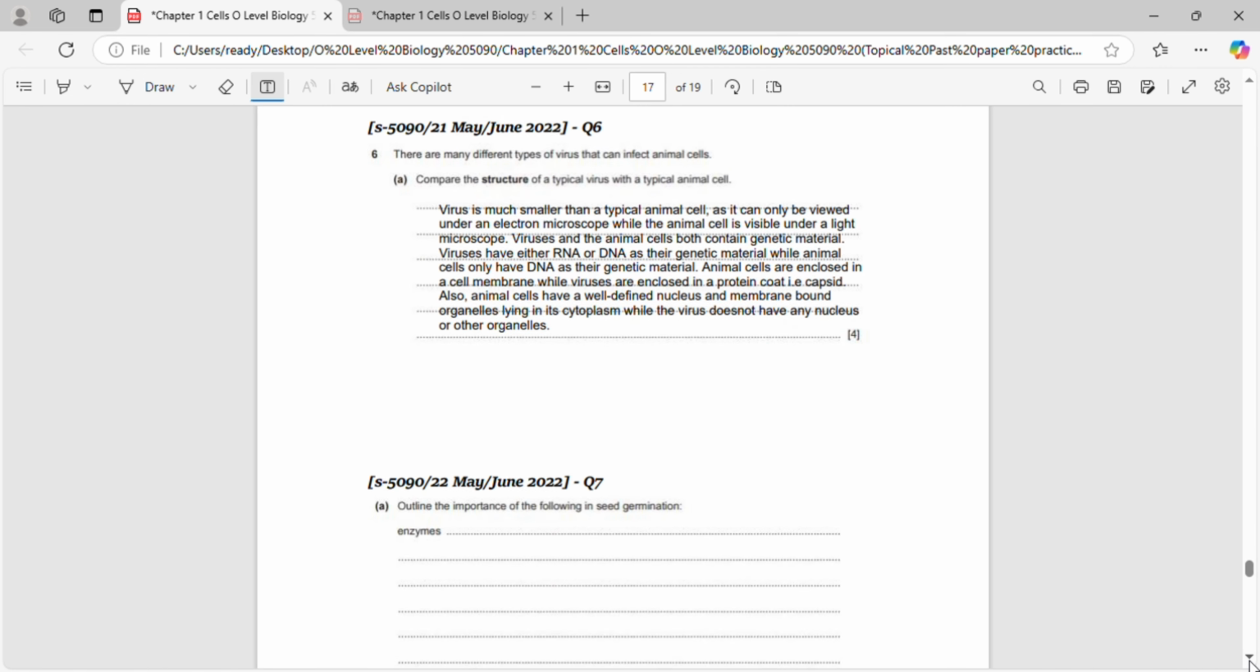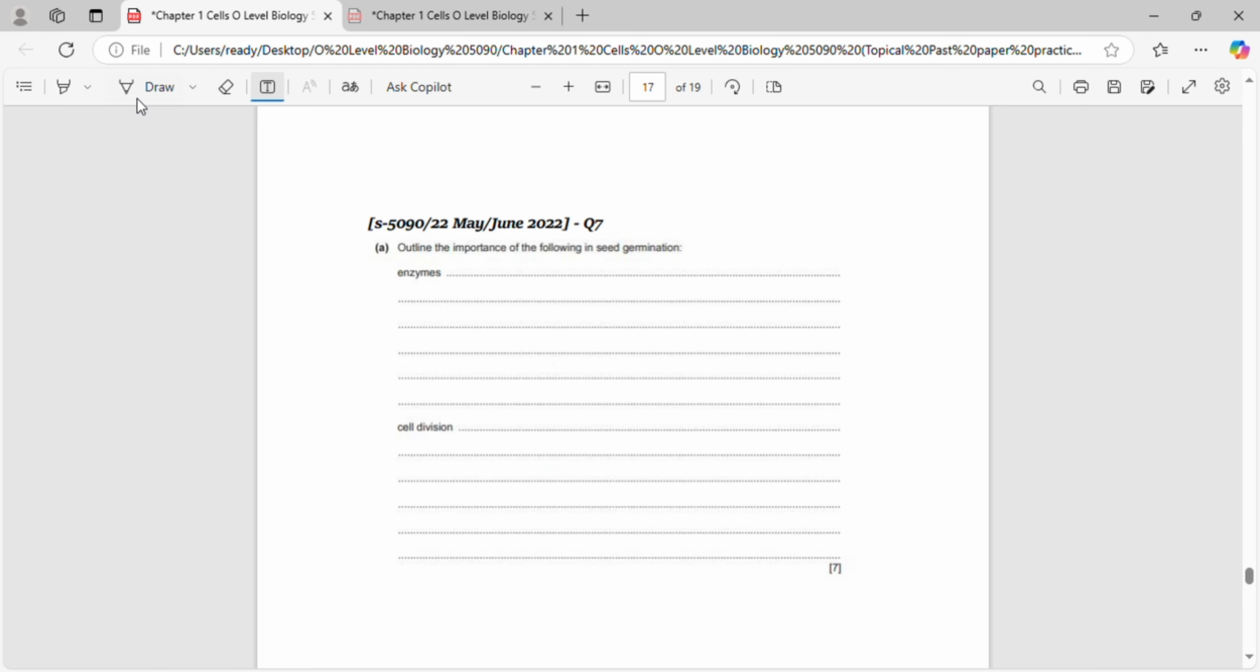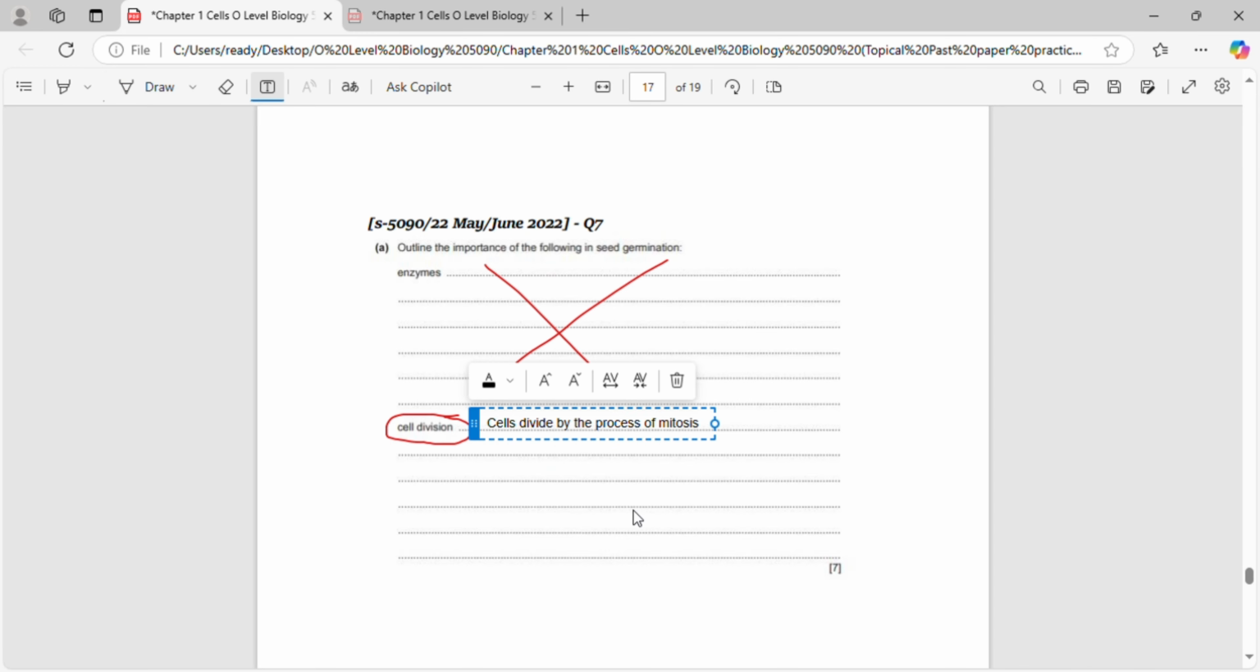We have a question about the importance of cell division in seed germination. We will exclude part A, as it is not relevant to our discussion, and instead focus on the significance of cell division in this process. The process of cell division, specifically mitosis, plays a vital role in seed germination. It enables the growth of the embryo, facilitates tissue differentiation, and ultimately contributes to the development of a mature plant.